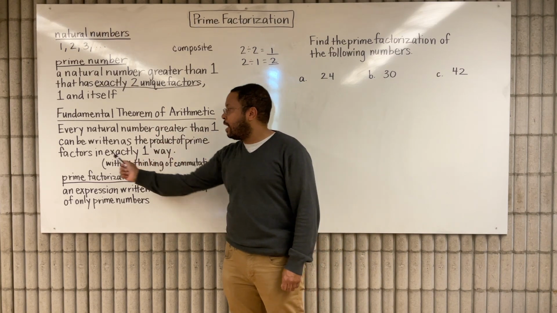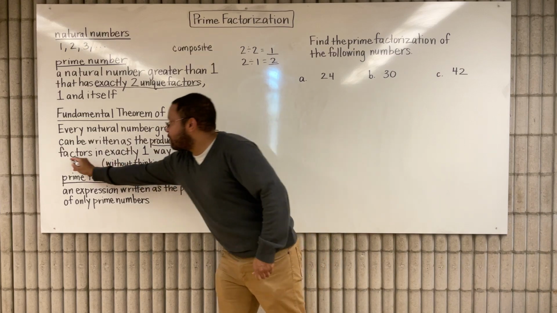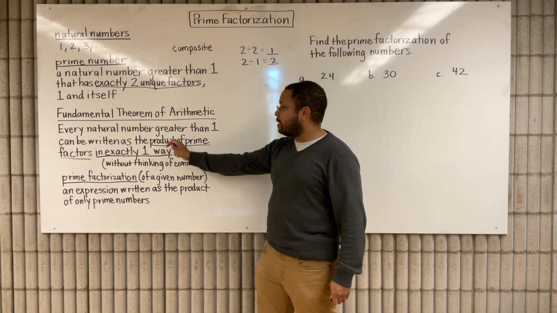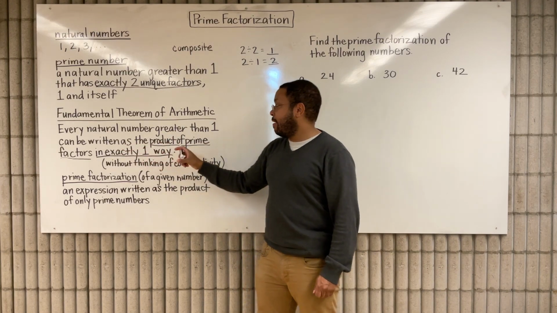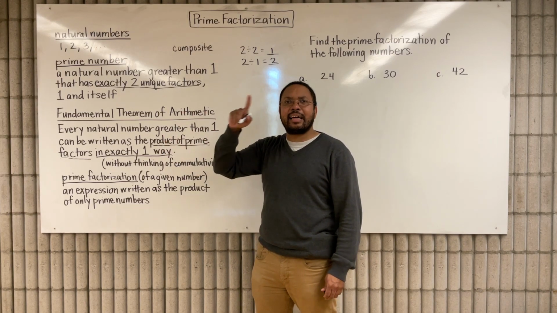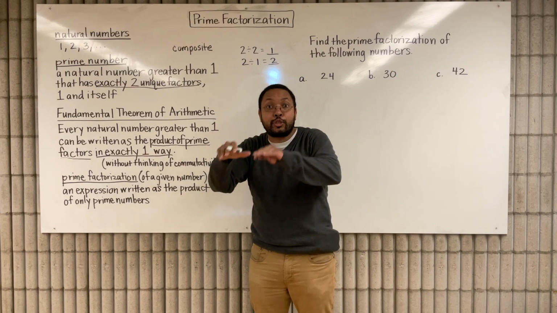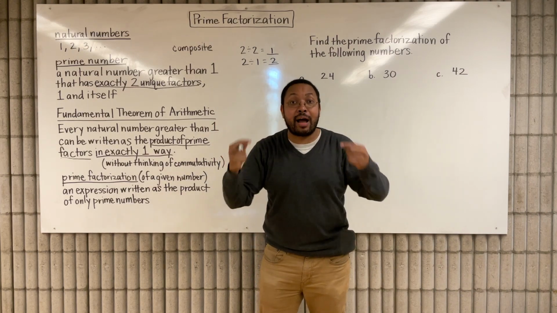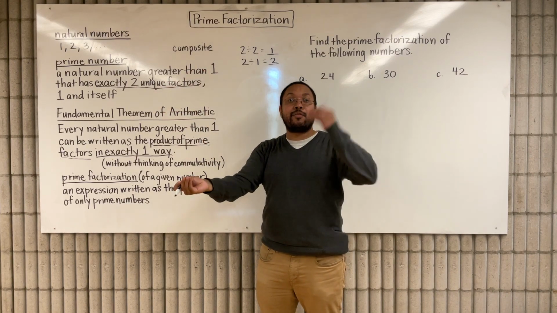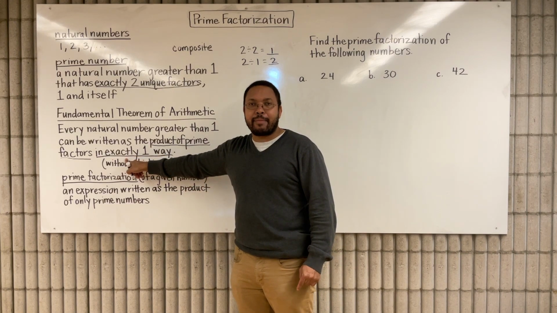Every natural number greater than 1 can be written as the product of prime factors in exactly one way. That means product is the result of multiplying numbers. So it's going to be something times something, potentially times something else. Of prime factors. Those numbers you're multiplying with can only be prime numbers. That's it. So exactly a number that can be divided by just itself and 1. And there's only one way to represent that number using prime factors.